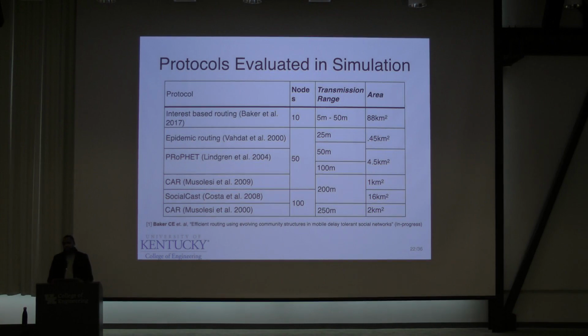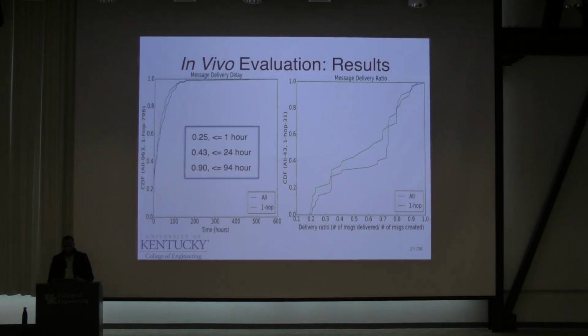So when you look at that, 25% of messages delivered within an hour is pretty good when you look at 10 nodes, and the area of that map was huge. So I do think it was pretty good for this scenario.